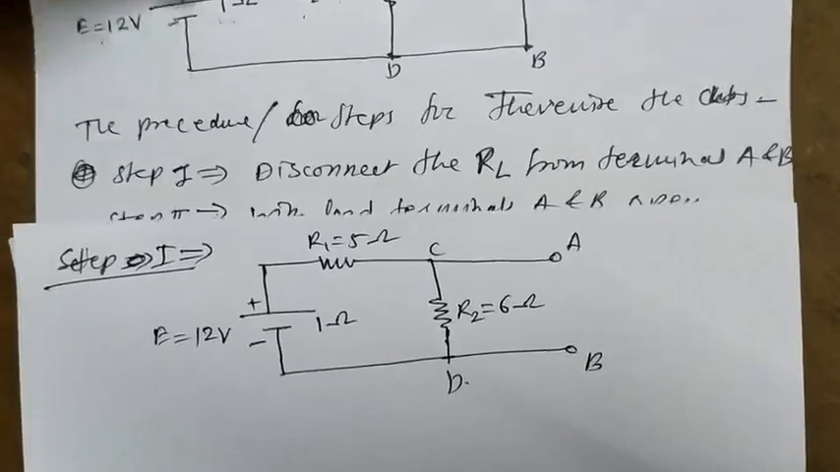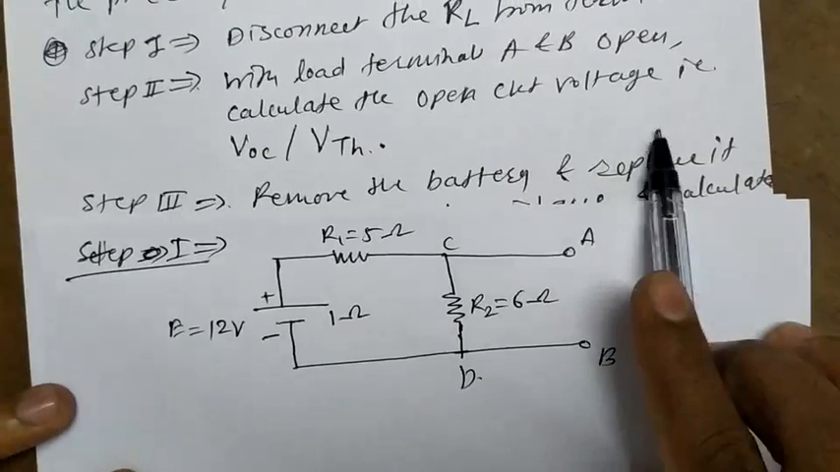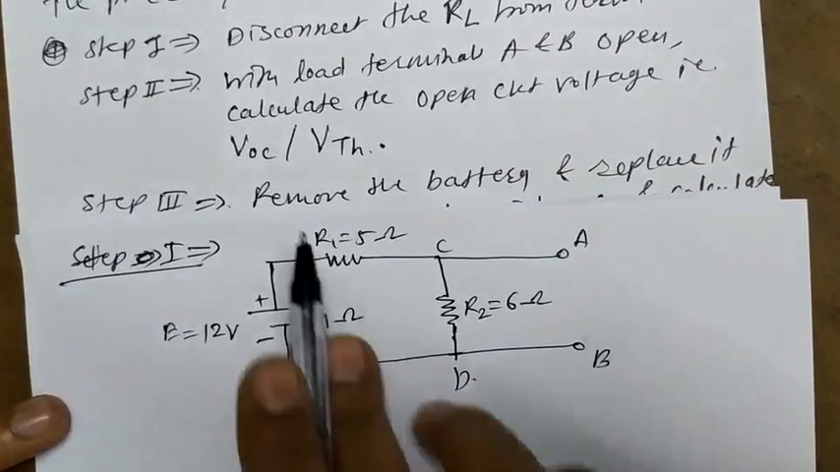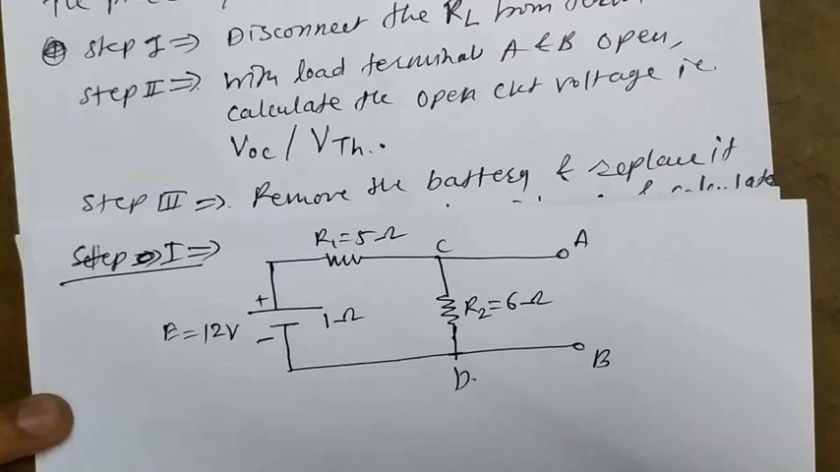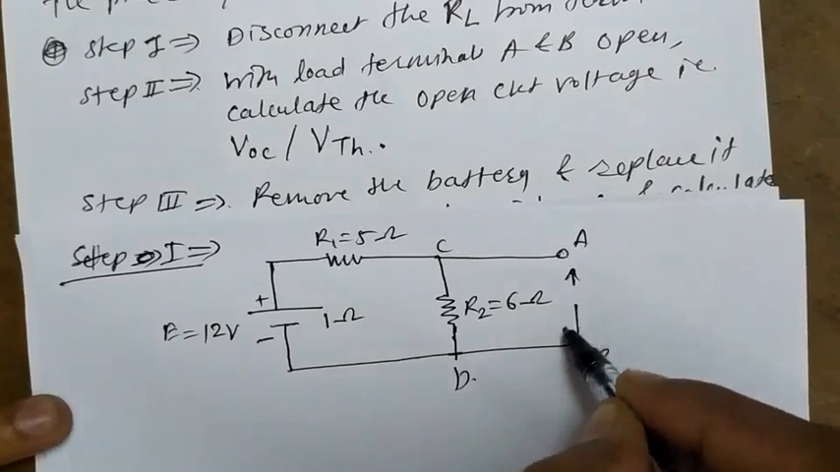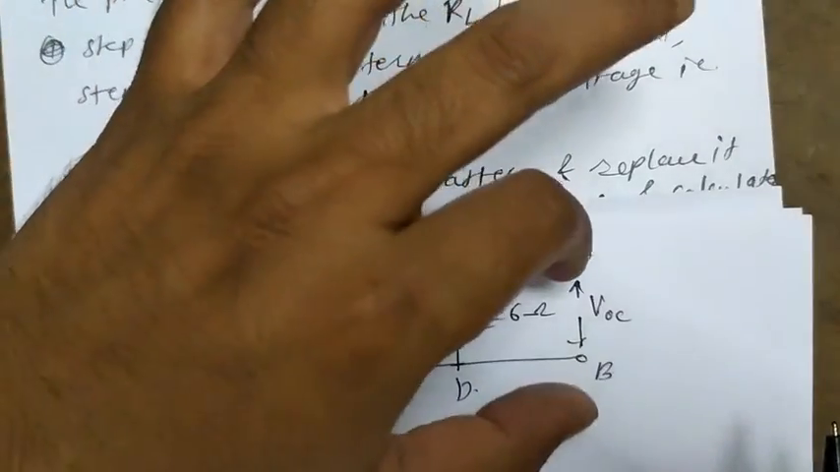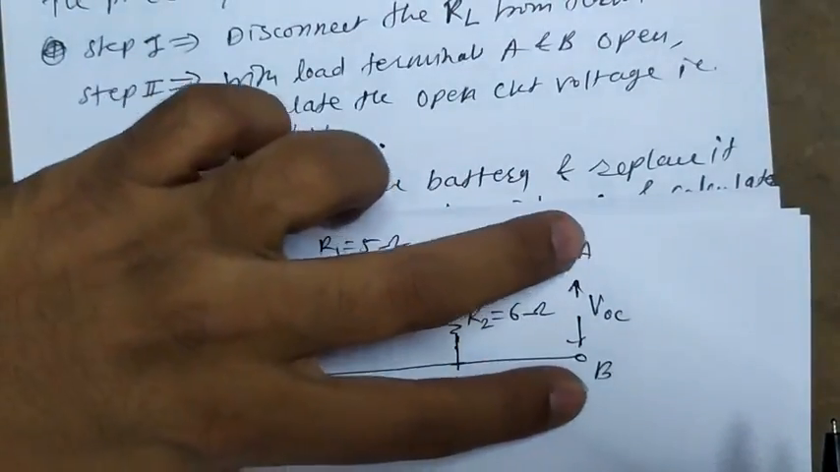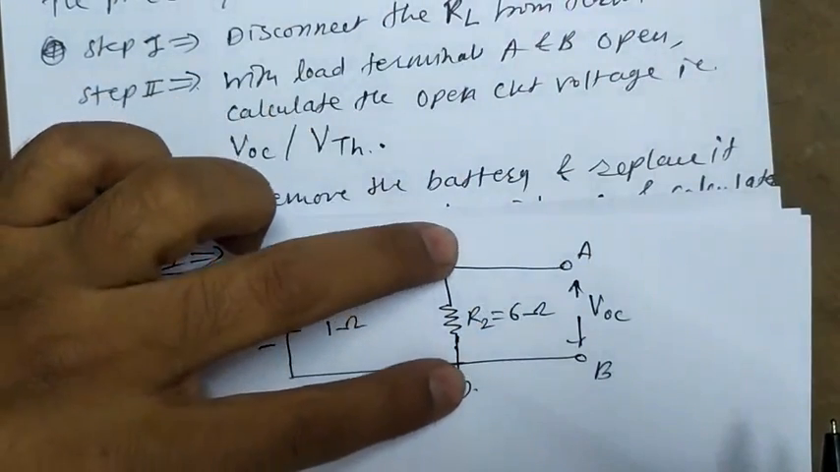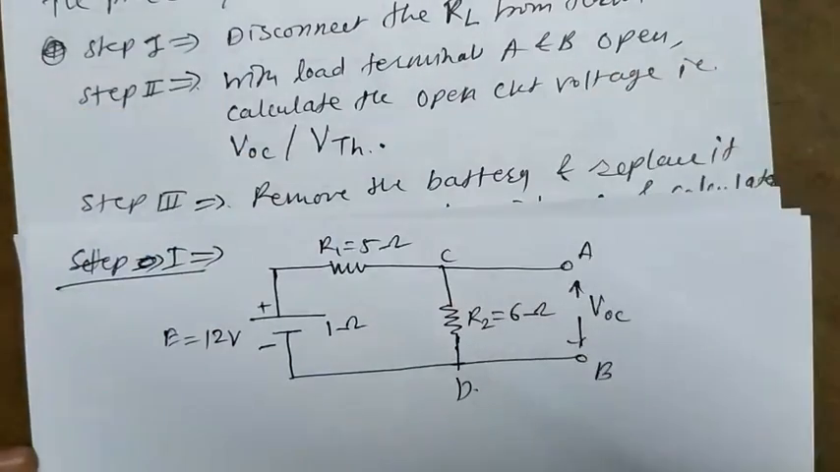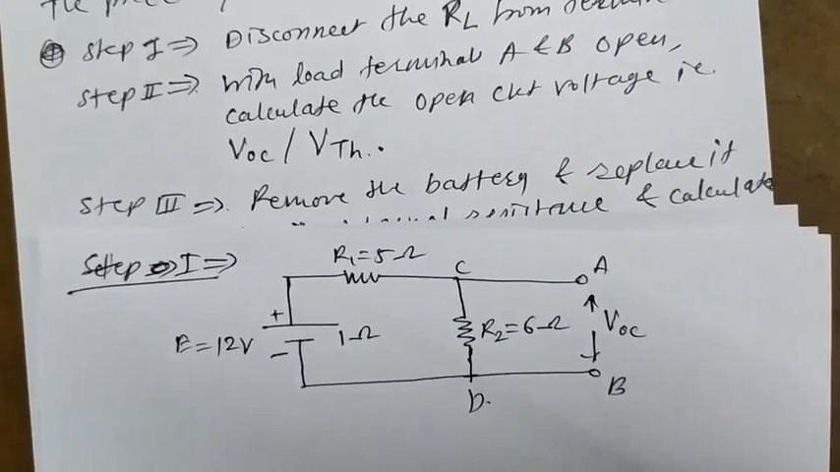Now our second step is, with load terminals A and B open, calculate the open circuit voltage, that is VTH or VOC. Now we have to find out the open circuit voltage between these two terminals. We know that the open circuit voltage across A and B is equal to the voltage across R2. Therefore we have to calculate the voltage across R2, which is equal to the voltage across open terminals A and B. For this we have to find out the current passing through.